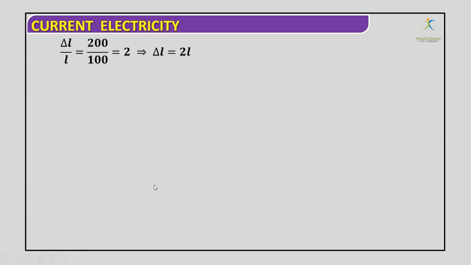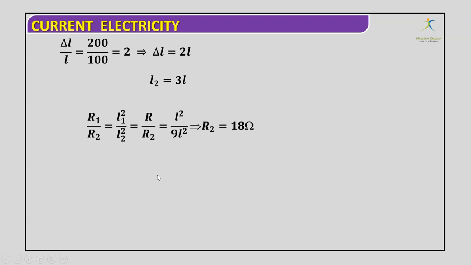Hence, we can say that the strain is equal to delta L by L. 200 by 100 is equal to 2, which gives delta L equal to 2L. So the new length L2 is equal to 3L. We put all these values together and get the result 18 ohm. Hence the correct option for this question is 4. Moving ahead with the next question.